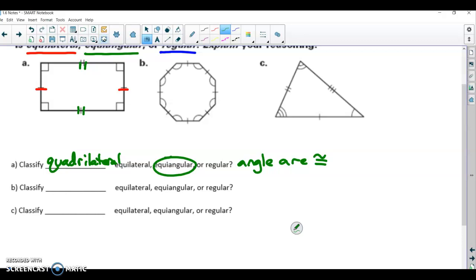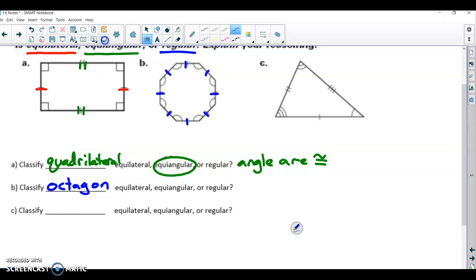All right, B, let's classify by the number of sides. So we have 1, 2, 3, 4, 5, 6, 7, 8 sides. So that is, if you look on your paper, an octagon. So we have an octagon. Look at all of our sides to determine if it's equilateral. So see that they're all congruent sides. So that is equilateral.